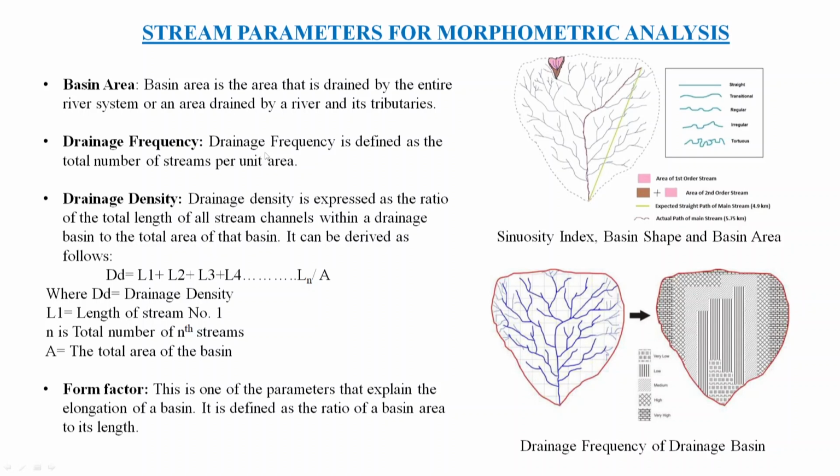And then you have form factor. This is one of the parameters that explain the elongation of a basin. It is defined as the ratio of the basin area to the length of the basin. So from that you can also have an idea about the form factor. These are extremely useful whenever you are looking at the dynamics of a river in a particular basin. So these individual features will give you an idea about the maturity of that particular river.